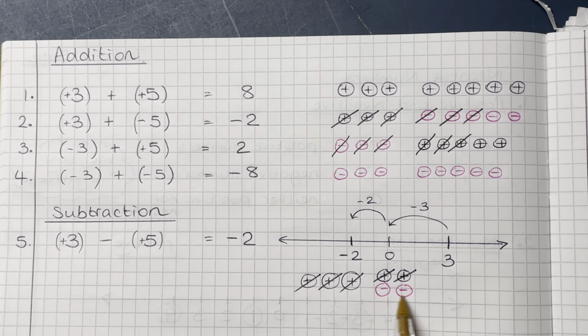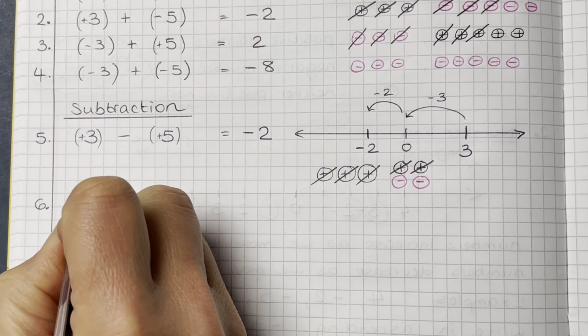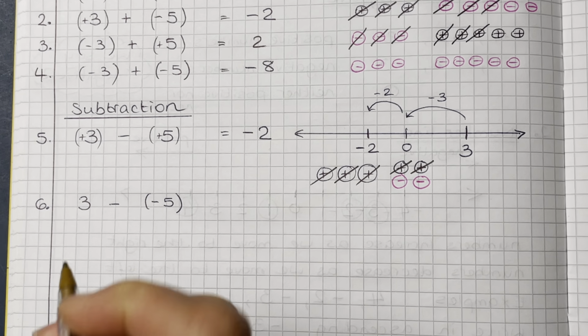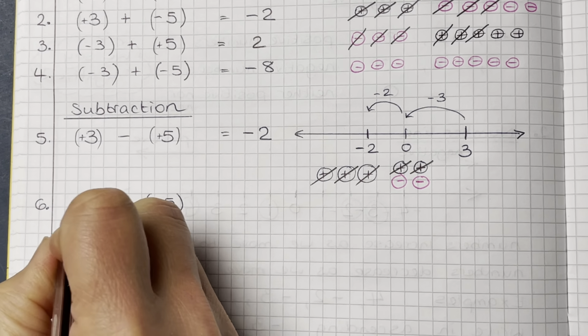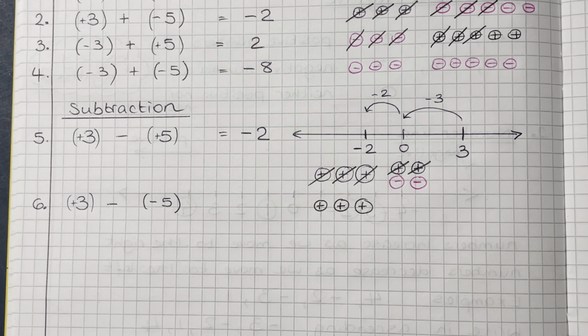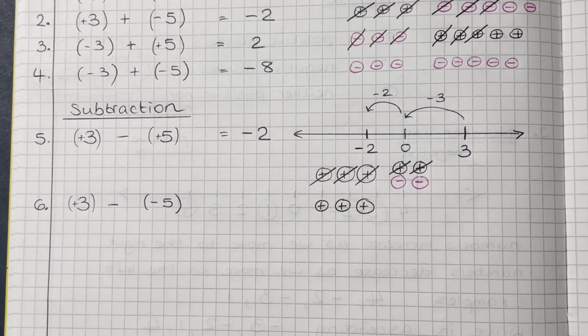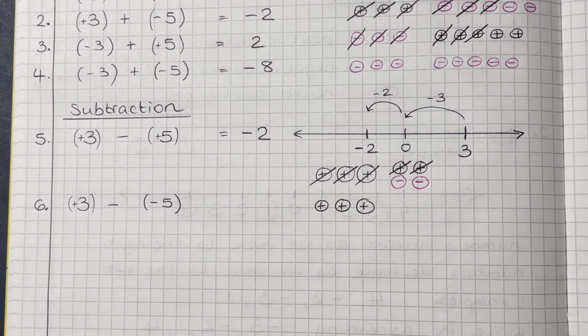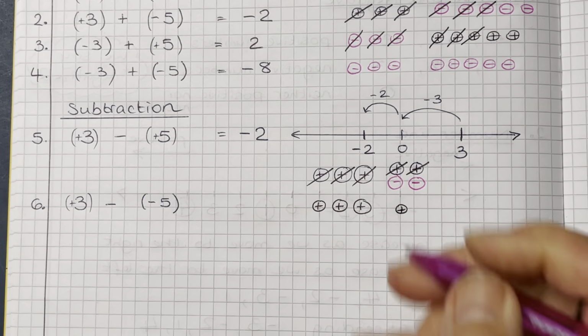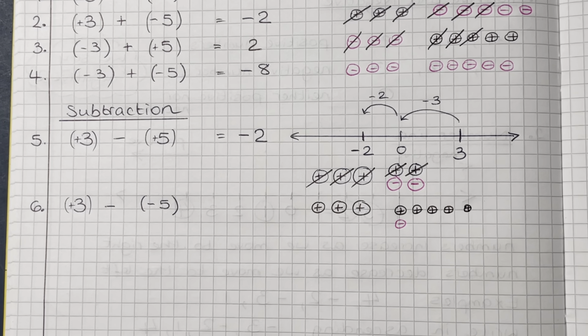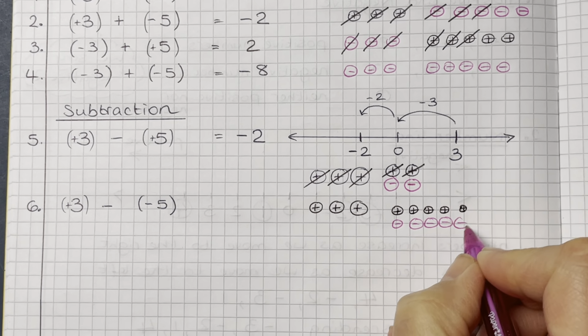Okay, let's look at question 6. So again, I'm starting with 3, but this time I'm going to subtract negative 5. I'm going to put a little plus there to remind myself. And again, I know that I'm starting with 3 discs. This time I want to subtract 5 negatives. I don't have 5 negatives, so I'm going to have to create them using those 0 pairs just like I did before. So I need to create 5 0 pairs.